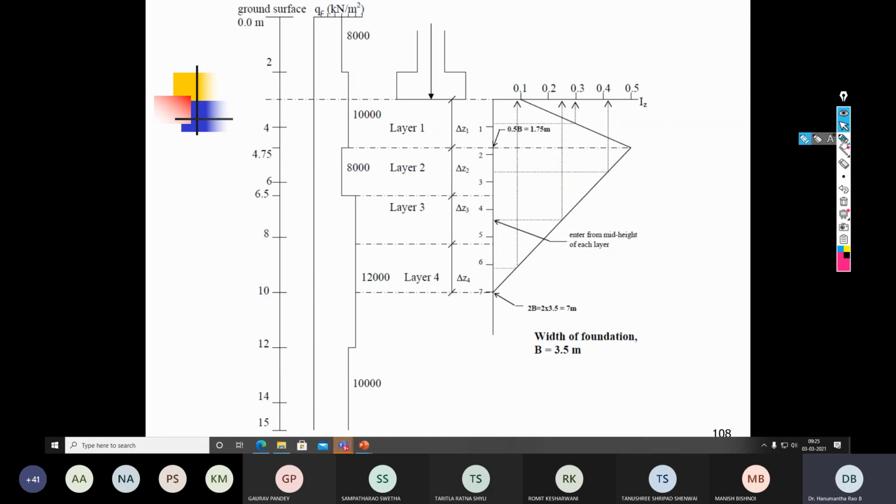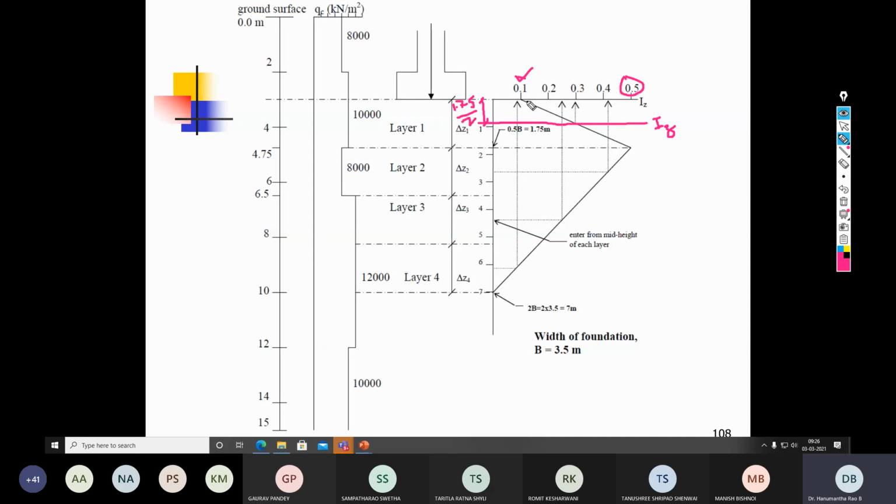First, let us take layer 1. The starting value is 0.1 and the ending value is 0.5. Usually the Iz is picked up at the middle of each layer. So here the thickness of layer number 1 is 1.75 meter, and its middle is at 1.75 divided by 2.